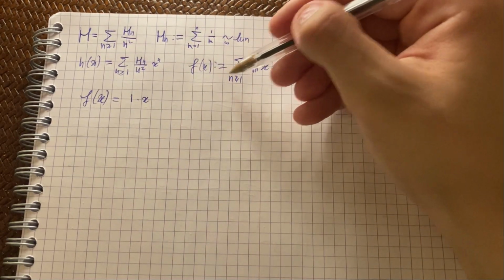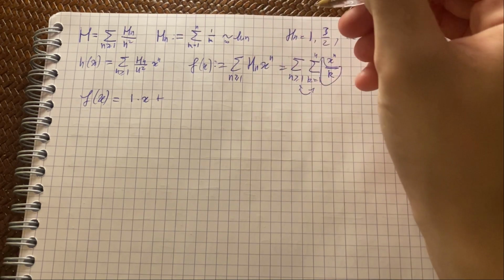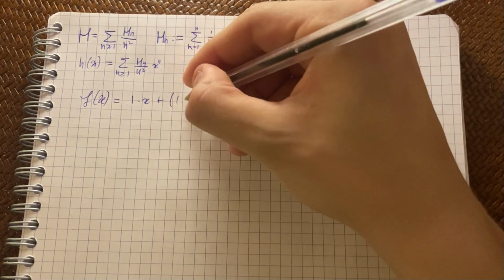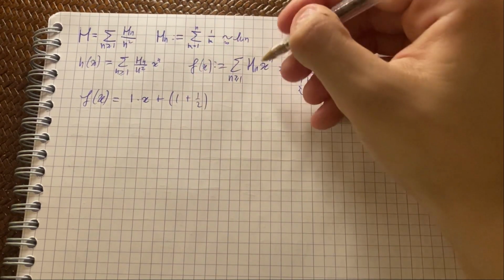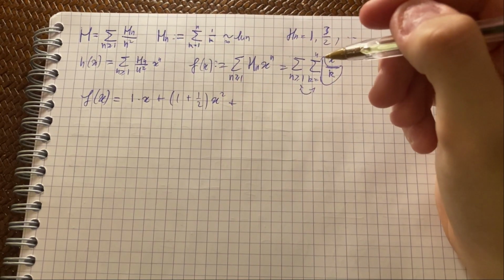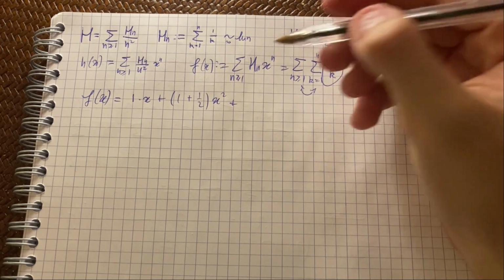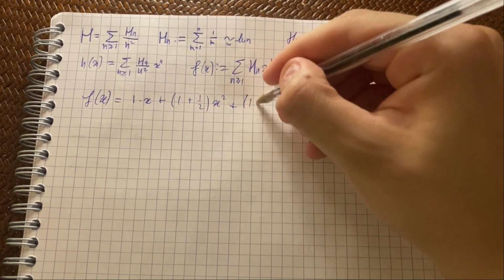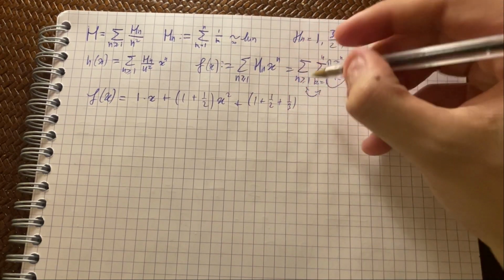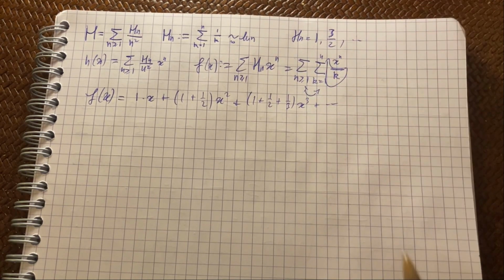Then we have n equals 2, so hn equals 1 plus 1 half, times x to the second power. Plus, I will write one more term, even if we don't really need it. Anyway, h3 is 1 plus 1 by 2 plus 1 by 3 times x to the third power. And then so on.